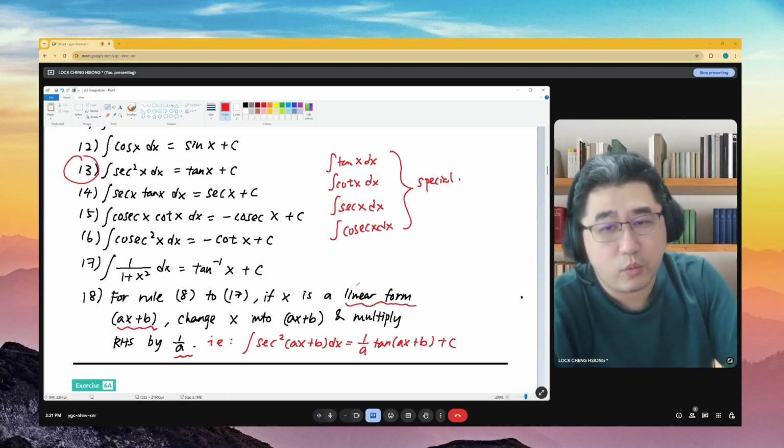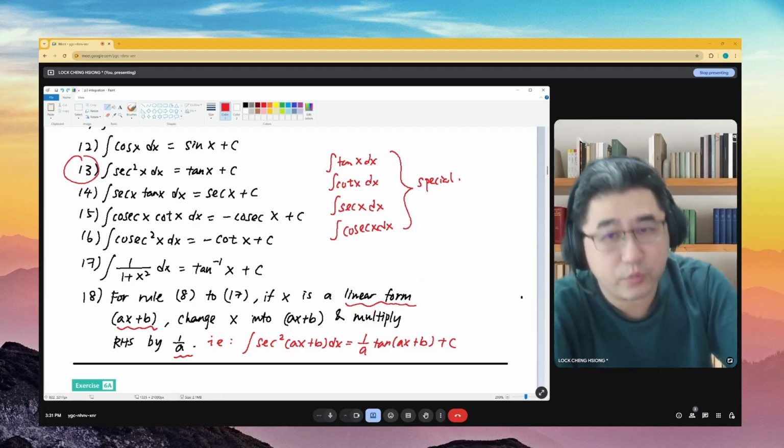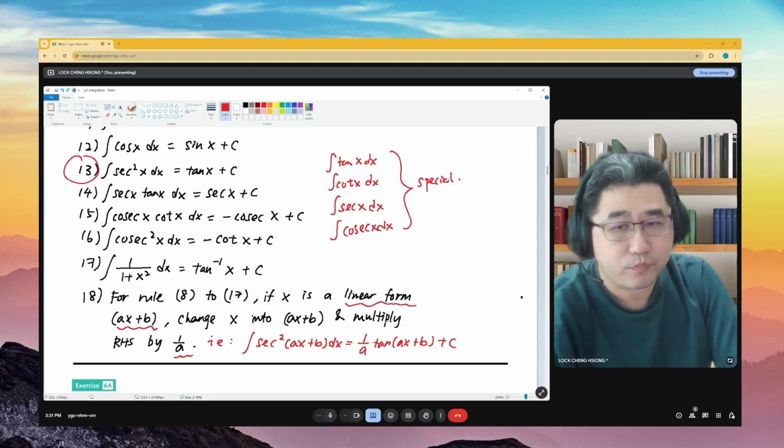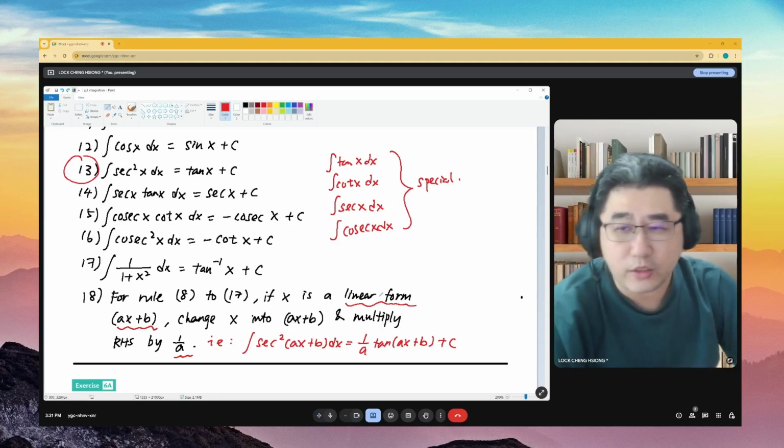Some students will say, what if it's not a linear form? If it's not a linear form, rule 18 cannot apply.